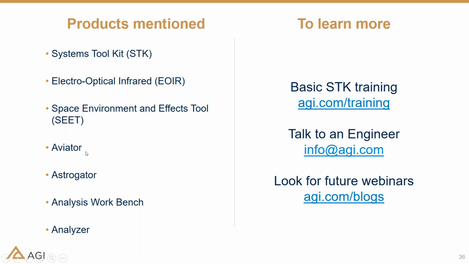We talked a little about flying someone with an Aviator or setting up an orbit with spacecraft, and you can do a lot more with Astrogator if you're doing maneuvers or launches, things like that. We have Analysis Workbench and Analyzer for adding more, if you wanted more quantitative numbers or to perform an optimization on one of those quantitative outputs, you can do that with those tools. That's about all I've got.